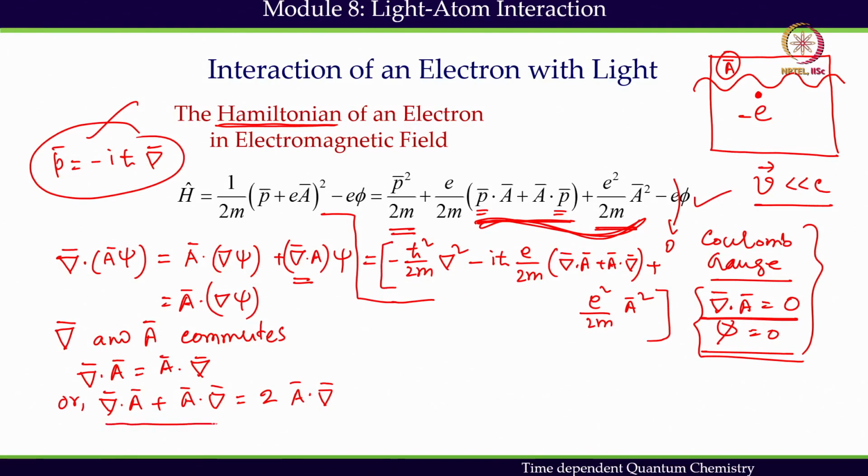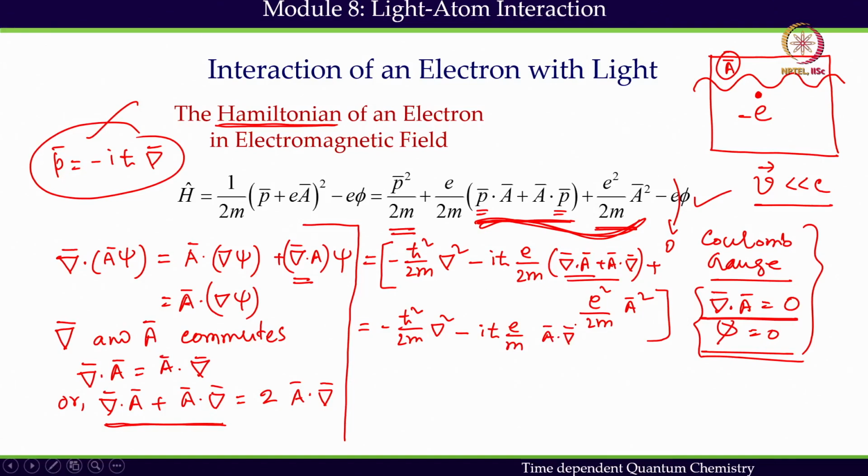So this is the Hamiltonian we have, current Hamiltonian we have here. And because of this vector identity, one can plug this part here. So finally, one can write this as minus ħ squared by 2m del squared minus iħ e by m, then A dot this. So this is the Hamiltonian. When doing this Hamiltonian, we are neglecting this part as well.